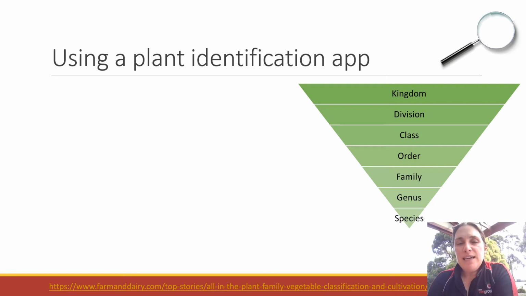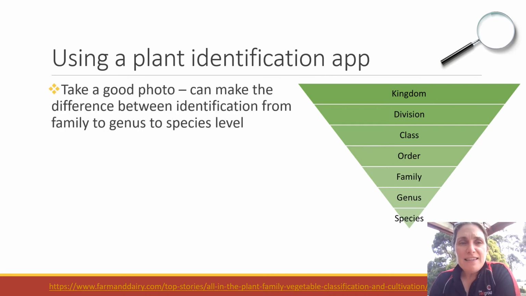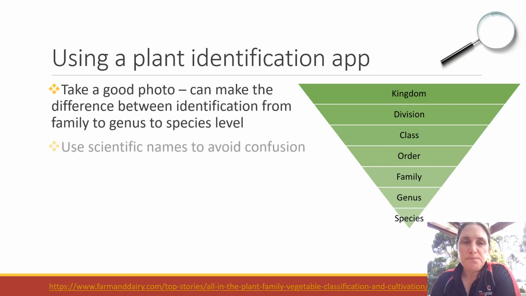So to sum up, using Seek or really any plant identification app, because I'm sure there's a couple more out there, but I think the principles are the same. Taking good photos is really important because it can make a difference between identification at the family level, or the genus level, or down to the species. And remember, we want species identification.